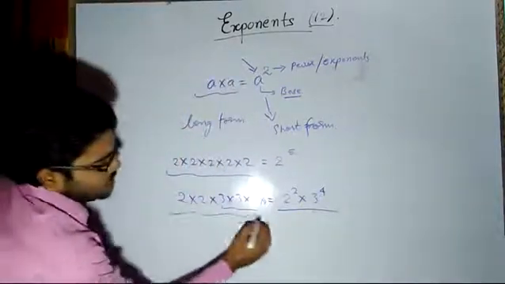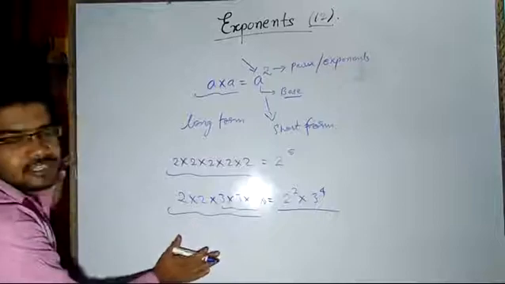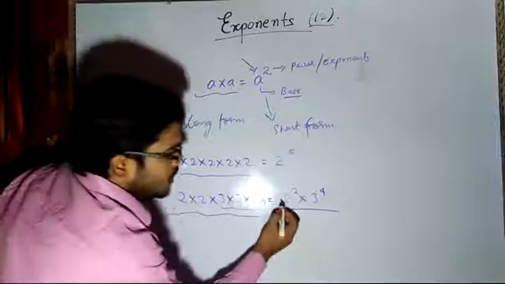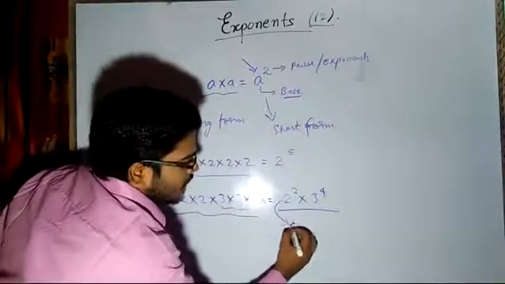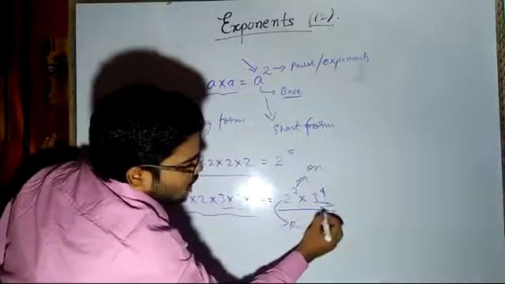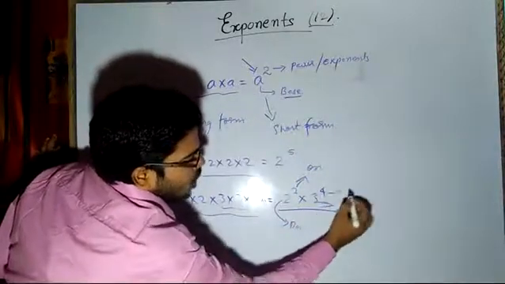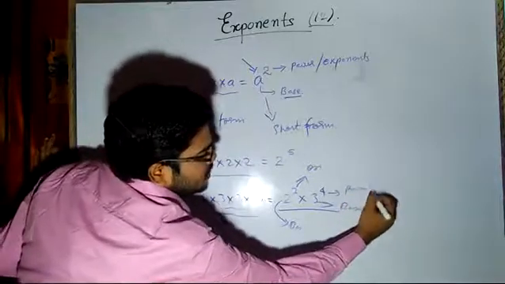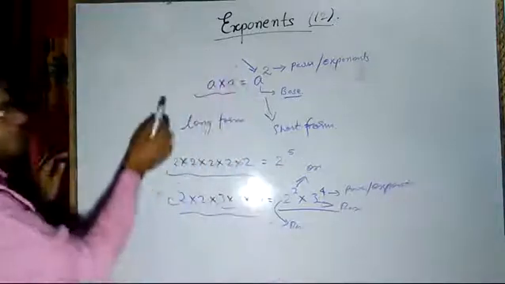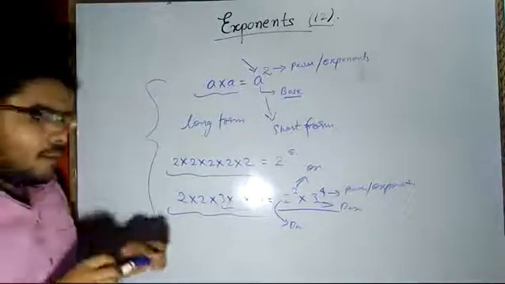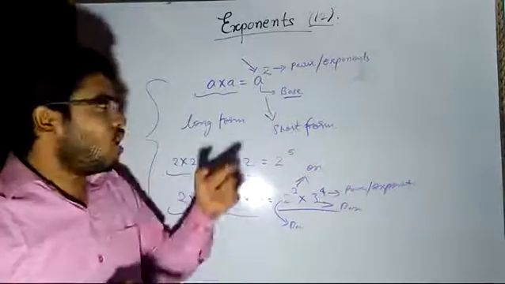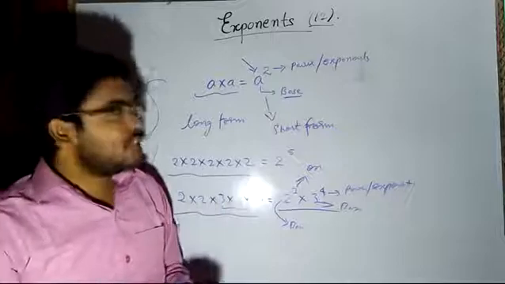So this side is called as long form of writing the numbers, whereas this side is called as the short form of the numbers. Now here 2 is called as the base, and this is called as the exponent. The other name of exponent is powers also. So we are going to study how a number when multiplied by itself can be written in the smallest form, or how can they be simplified.